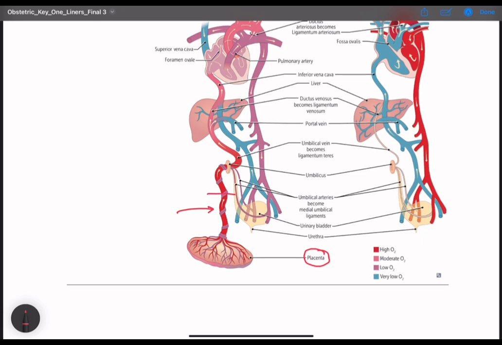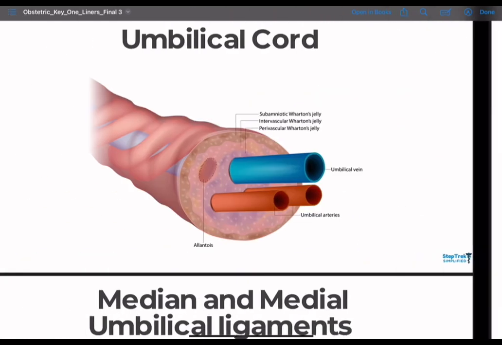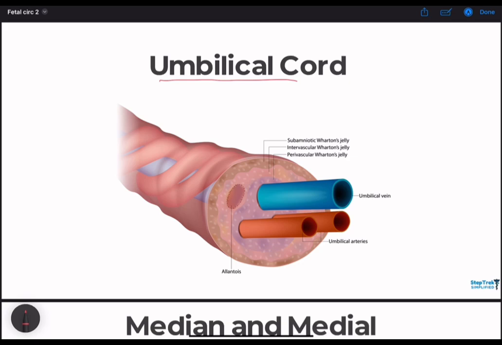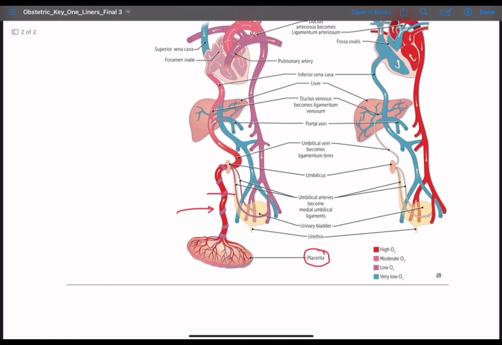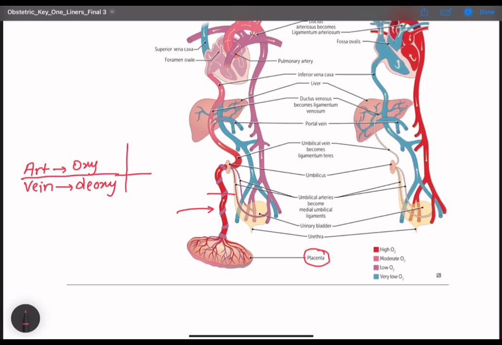If we cut the umbilical cord and look at the transverse cross-section of an umbilical cord, we'll come to know that it consists of a single umbilical vein and two umbilical arteries. The oxygen status of umbilical artery and veins are different from other arteries and veins of our body. Usually, arteries carry oxygenated blood while veins carry deoxygenated blood. But in case of umbilical artery and veins, the umbilical artery carries deoxygenated blood while umbilical vein carries oxygenated blood.